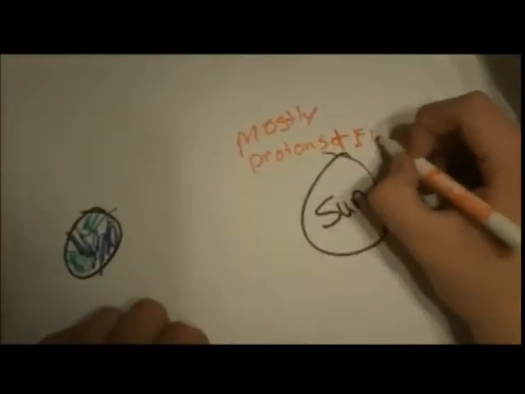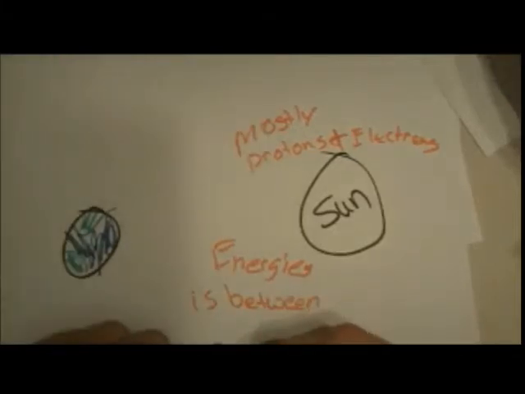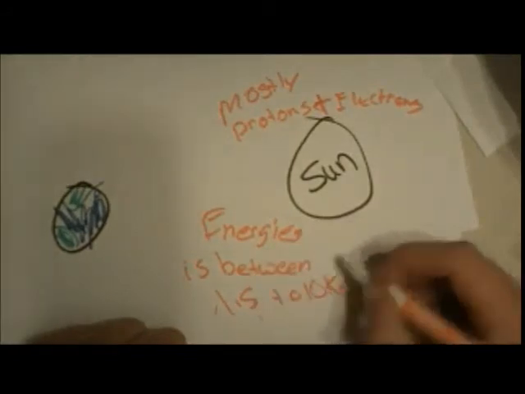Here's Chris Serra talking about solar winds. Solar winds are streams of charged particles released from the sun. They mostly consist of protons and electrons. They have high energy, and the energy is measured in keV, or kilo electron volts. They range between 1.5 and 10 keV.